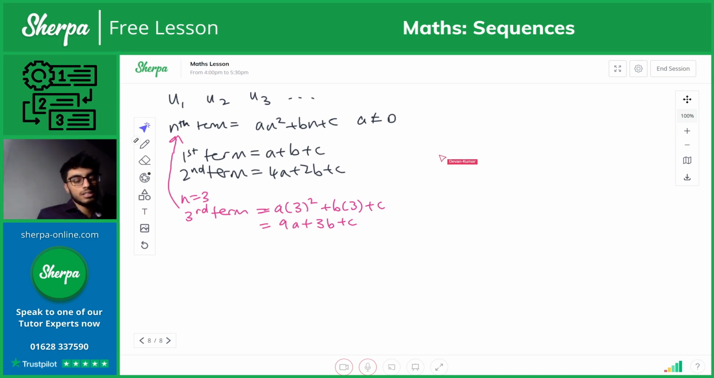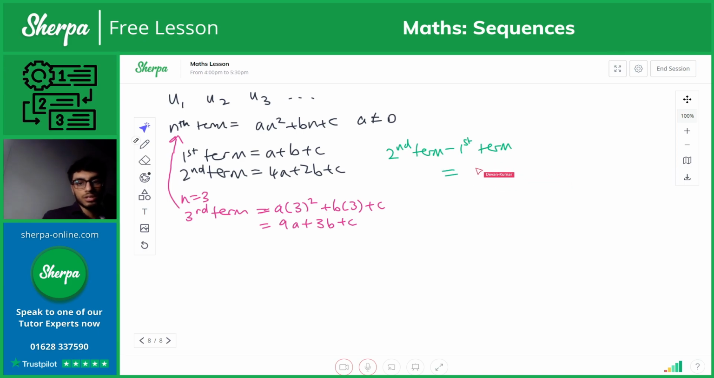So we can take this like simultaneous equations, albeit a little bit more tricky. Now, let's think about what we can do. If we figure out what the difference is between the second term and the first term, so the second term minus the first term, that's what we can call the first difference between the terms. And let's think about what this tells us.